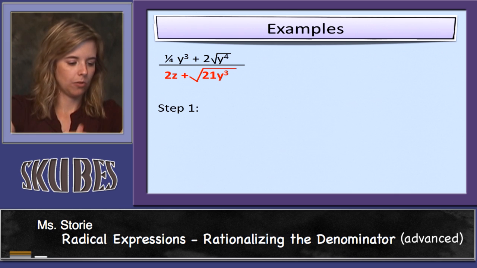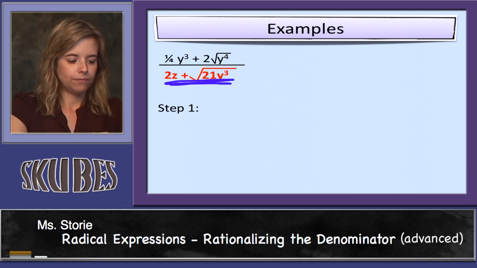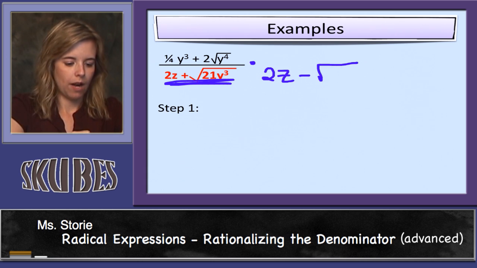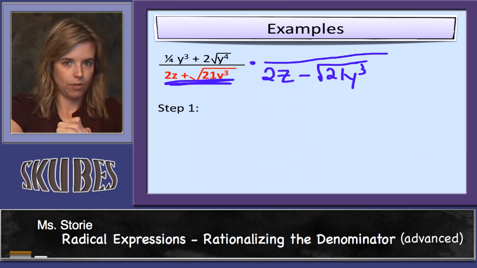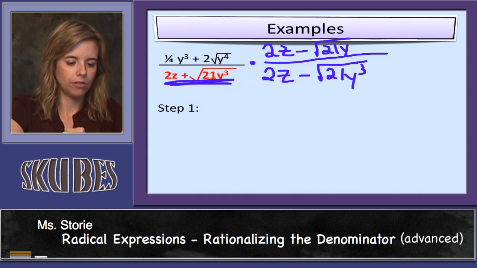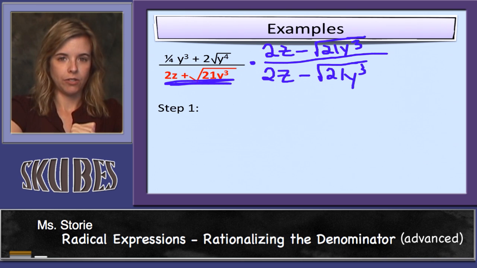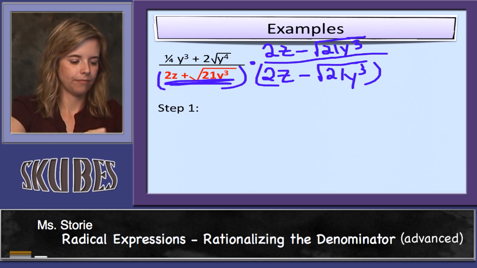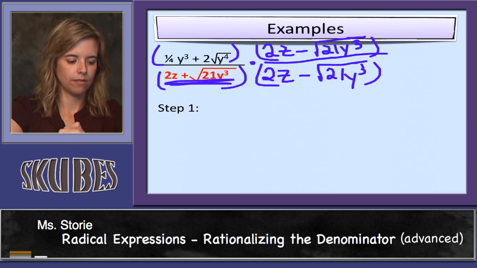So let's take a look at another example. First thing you need to do, multiply by the conjugate. So you're going to multiply by 2z minus radical 21y to the 3rd. If you do it to the denominator, you have to do the same thing to the numerator. So we're multiplying by the conjugate of the original denominator. And now with fractions, if you remember, you multiply straight across. However, these aren't fractions, these are binomials, so we're going to have to do foiling. So first, outside, inside, last.